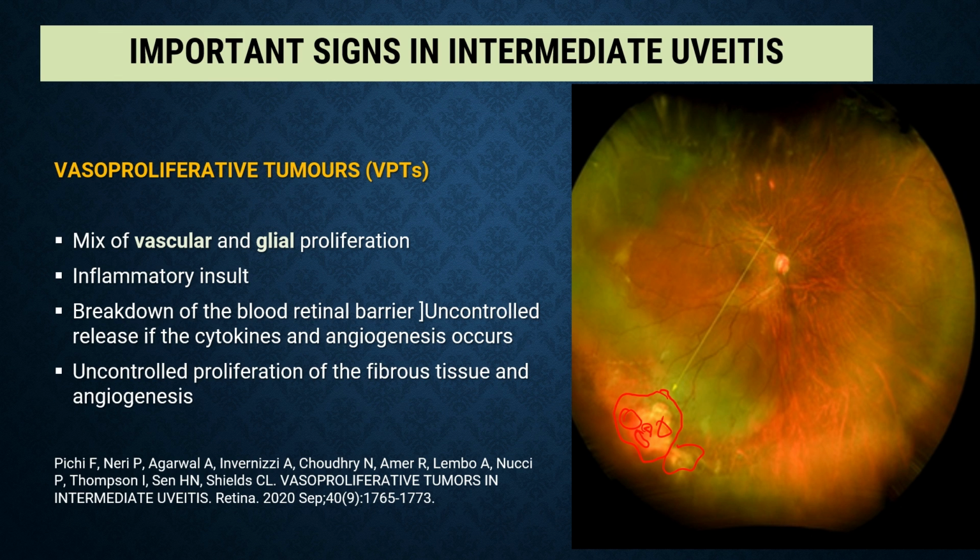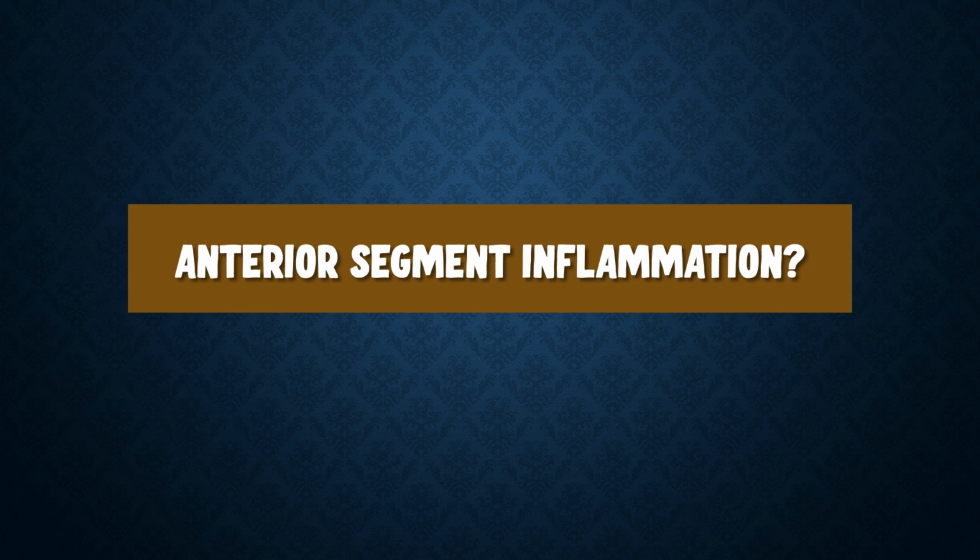So this vasoproliferative tumor basically occurs because of the chronic inflammatory insult. In intermediate uveitis, there is chronic inflammation, and therefore there will be a breakdown of the blood retinal barrier. There will be uncontrolled release of cytokines, and therefore angiogenesis is also going to occur. And because of that, there will be uncontrolled proliferation of fibrous tissue and angiogenesis in the periphery, sometimes leading to the development of a VPT, or vasoproliferative tumor, right? So those were the important signs that you see in the intermediate zone of intermediate uveitis.